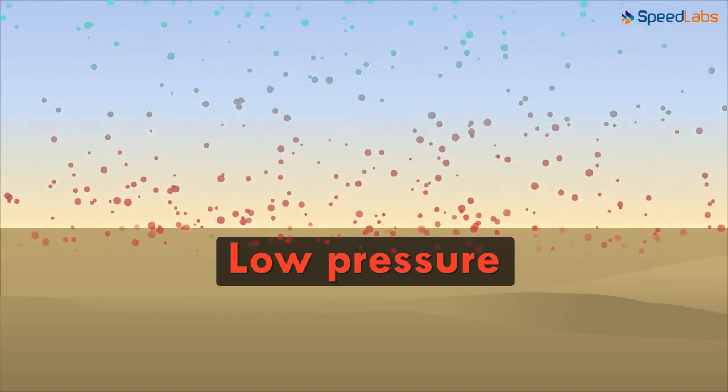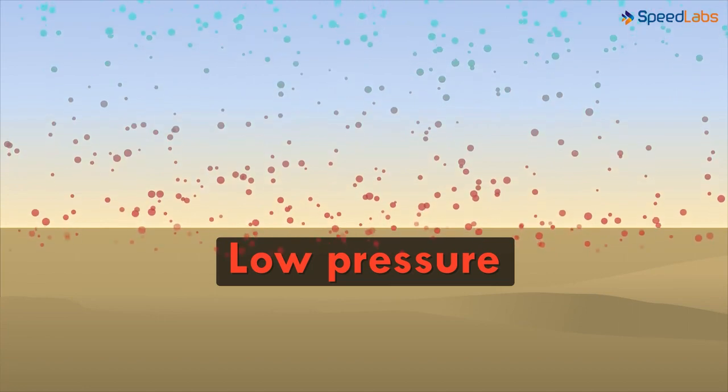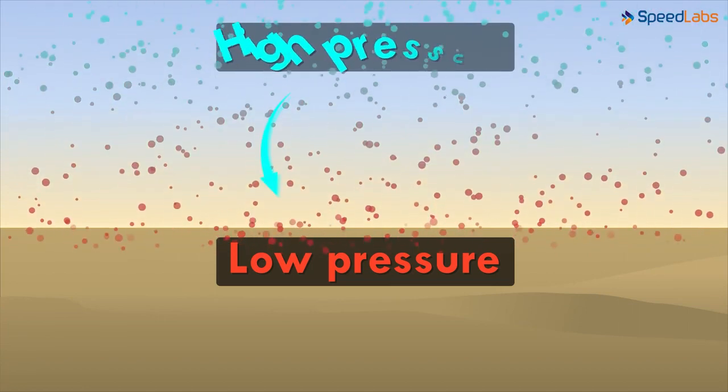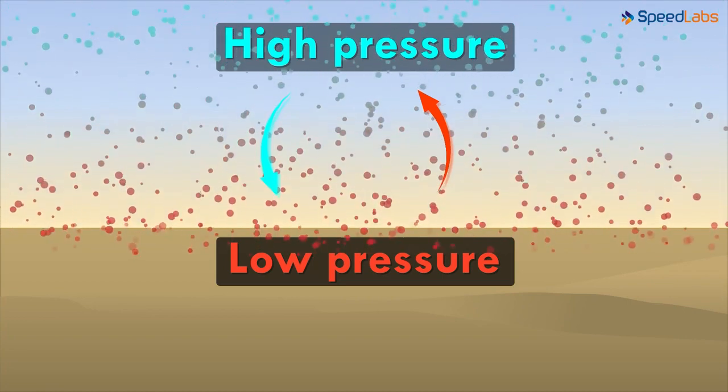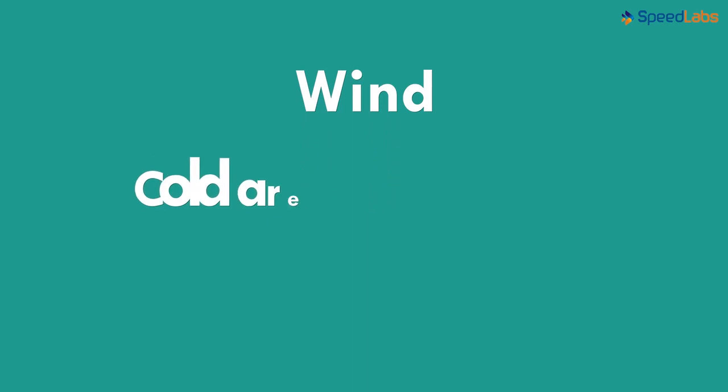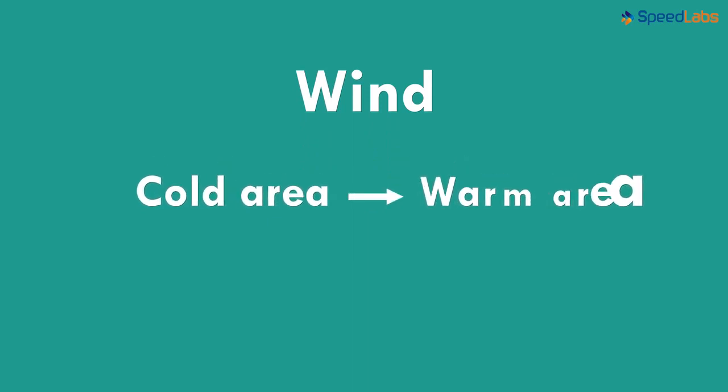Since the cool air is denser than warm air, it sinks down from the high pressure area to the low pressure area. So what does this really tell us? Wind often moves from areas where it's colder to areas where it's warmer. Yes, that's the basic idea.